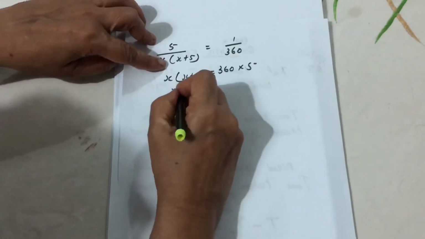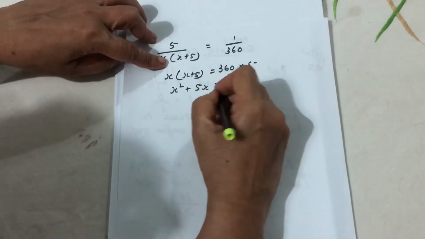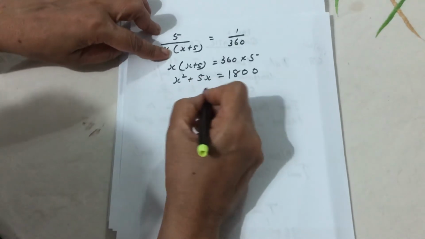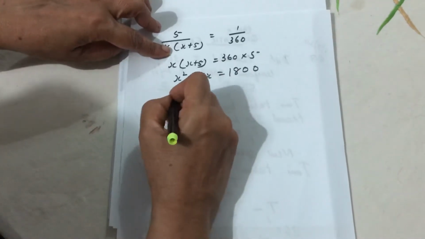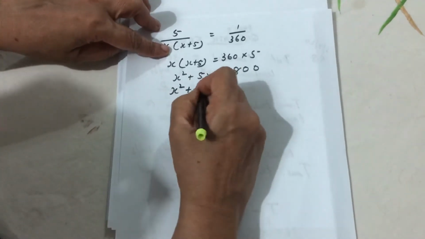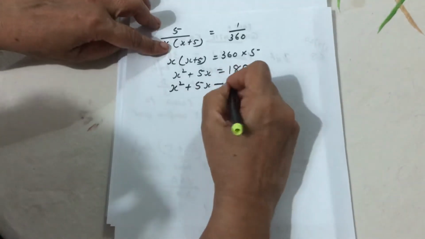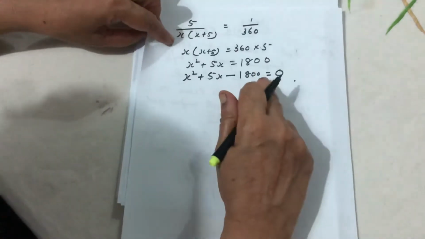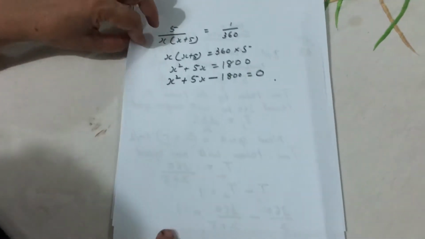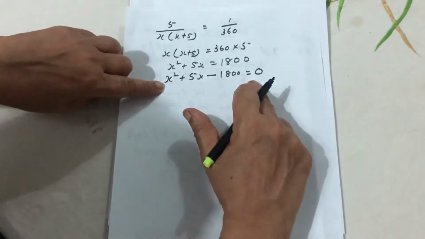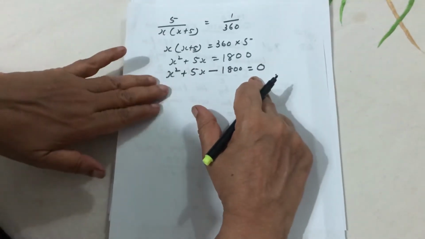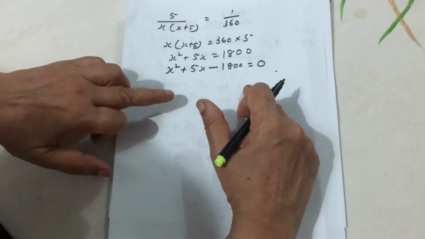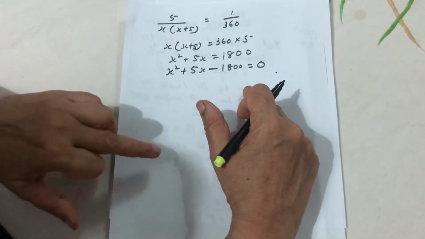So it is x squared plus 5x equal to 1800. So x squared plus 5x minus 1800 equal to 0. This is our quadratic equation. You can solve this quadratic equation either by factorization method or by using quadratic formula.